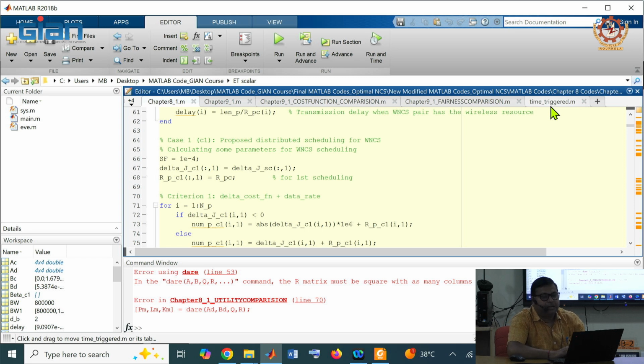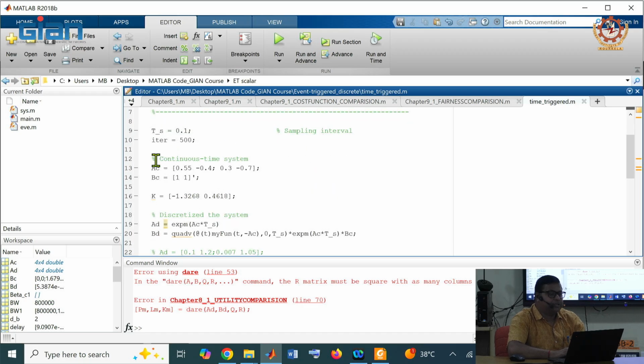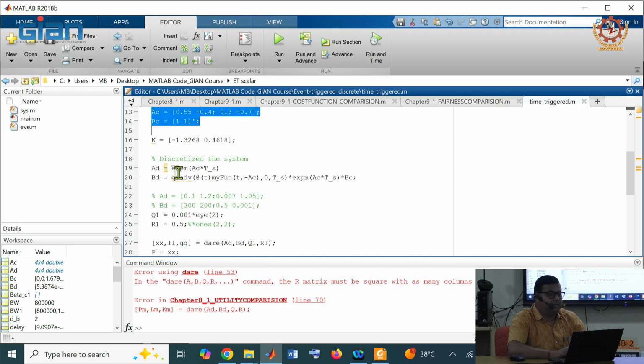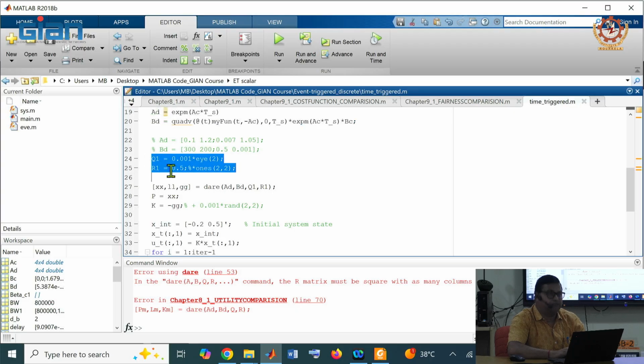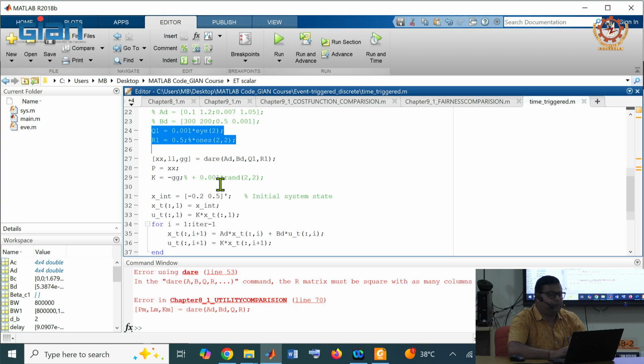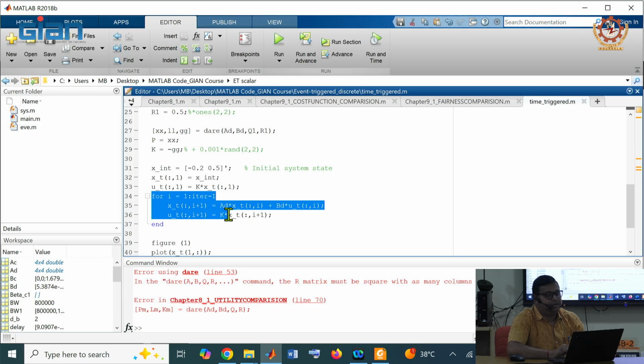Like here, the first programming, if you see, is for the time trigger. Here we have taken a sampling time 0.1, then we have a continuous time system. Then we are defining the Q and R, the performance indices, and from the DRE command we are calculating the gain and the P matrix. This is the initial condition we are defining, and then this is the loop where we are calculating the state as well as the control.